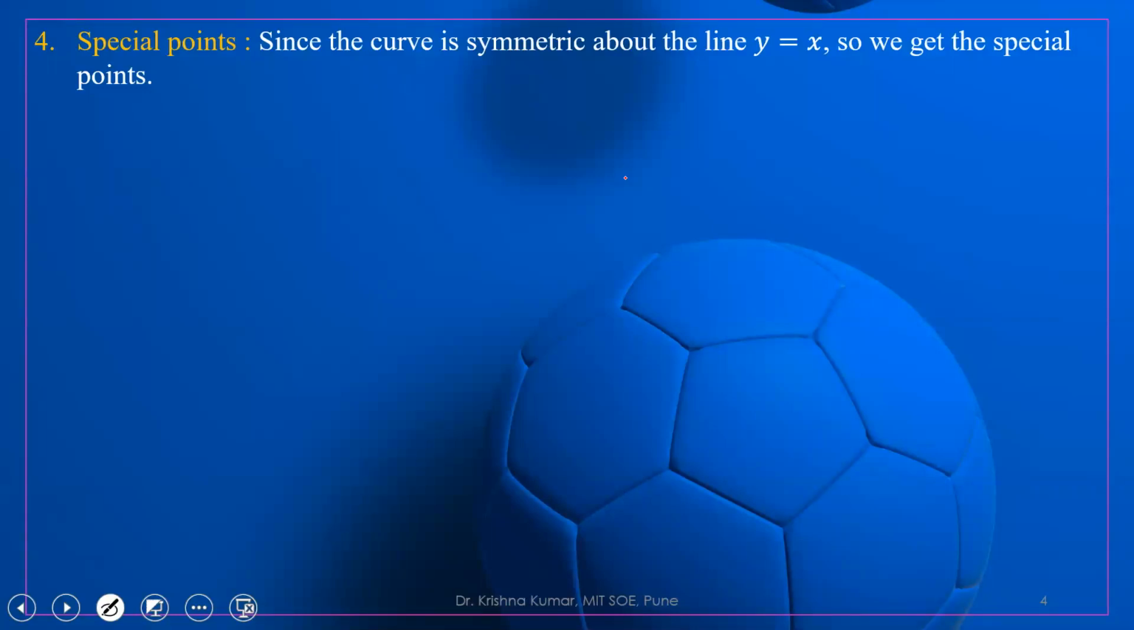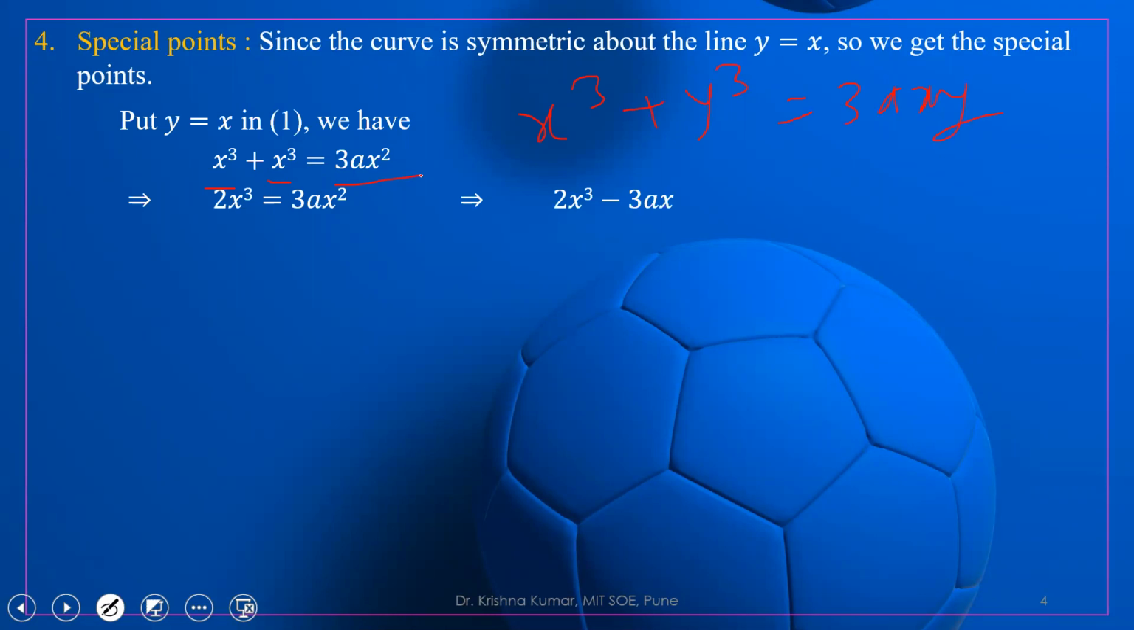So how to get a special point? Just put y equal to x in the given equation. The equation is x cube plus y cube equal to 3axy. Putting y equal to x, we have x cube plus x cube equal to 3a x square. So this is 2x cube equal to 3a x square.